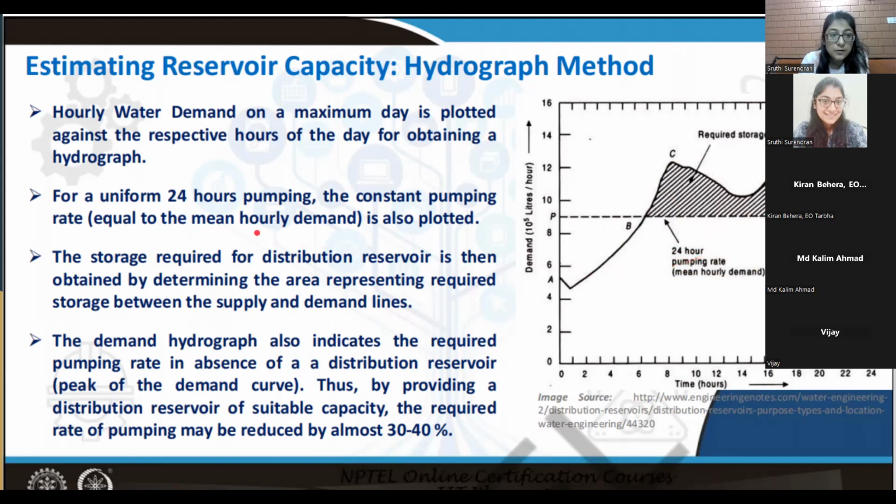So you can see here, for 24 hours pumping, a constant pumping rate is also plotted. This constant pumping rate is the rate at which the water is going to be supplied. So that pumping rate will only provide for this much water that is coming under this curve. The remaining water will have to be provided by an extra storage, because only then will the whole of this demand be taken care of. So this is how reservoir capacity is estimated using the hydrograph method.